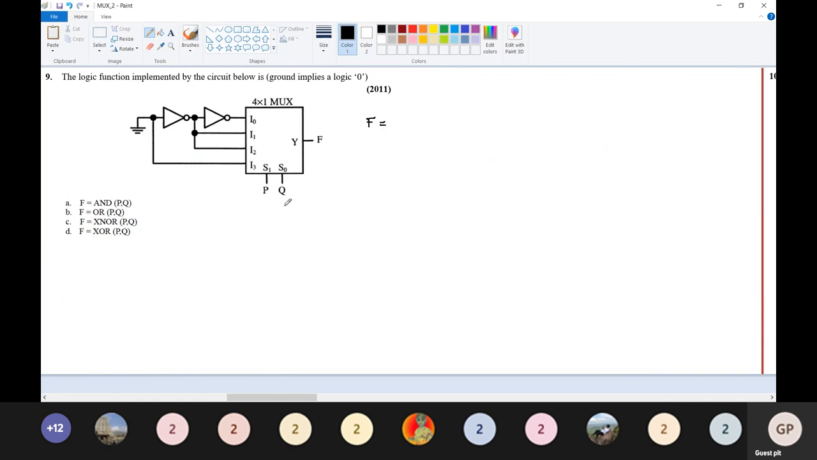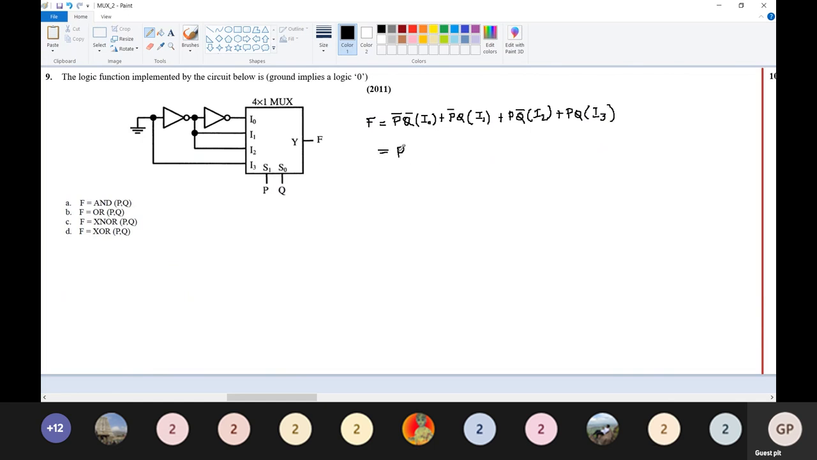and here the selection lines are P and Q, so we'll write this as P dash Q dash into I0, plus P dash Q into I1, plus P Q dash into I2, plus P Q into I3. So this is the general expression for a 4:1 multiplexer.